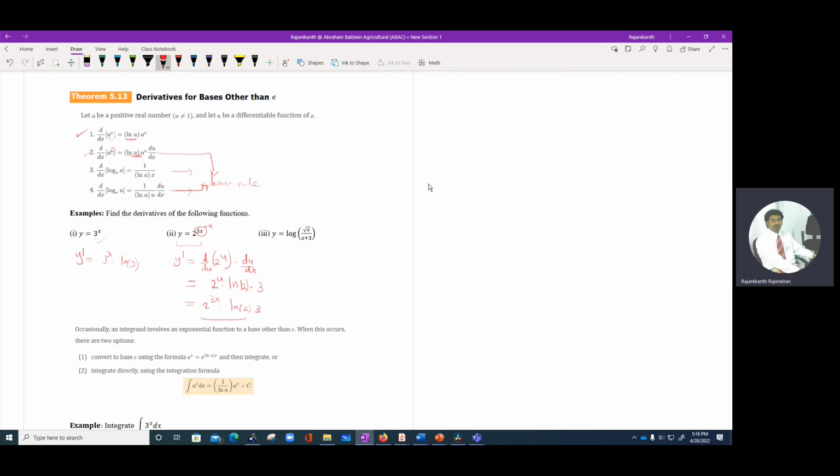Problem number 3. Let me do it somewhere here. The problem was y is equal to log of square root x over x plus 3. Now you could use the log property to do this problem. Remember, log of a over b is log a minus log b, right? If you don't see any base here, the default value is 10, right? Log means log base 10.